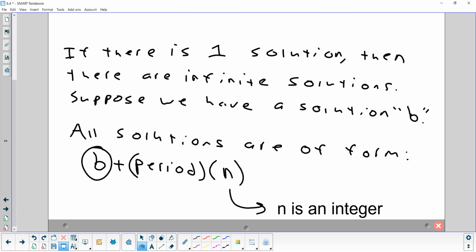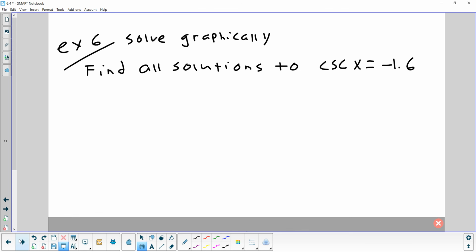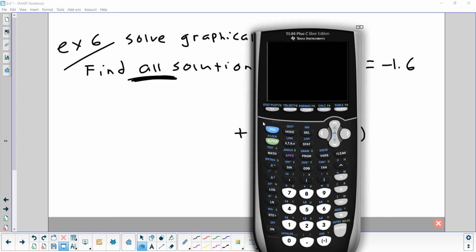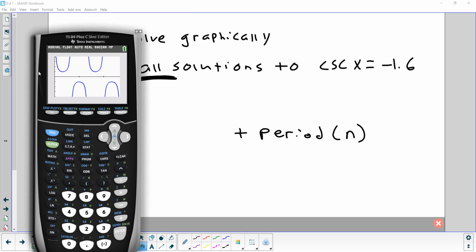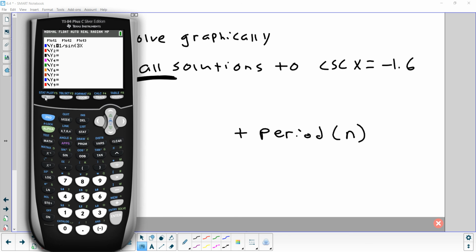Right, let's try one like that, and then that'll be it. Find all solutions. All. Not just 1, not just 2. I want all of them. So you're going to be looking for an answer that has plus period times n on the end of it. All right, so let's do cosecant equals negative 1.6. Well, type in cosecant, I have to do 1 over sine. And let's do negative 1.6.